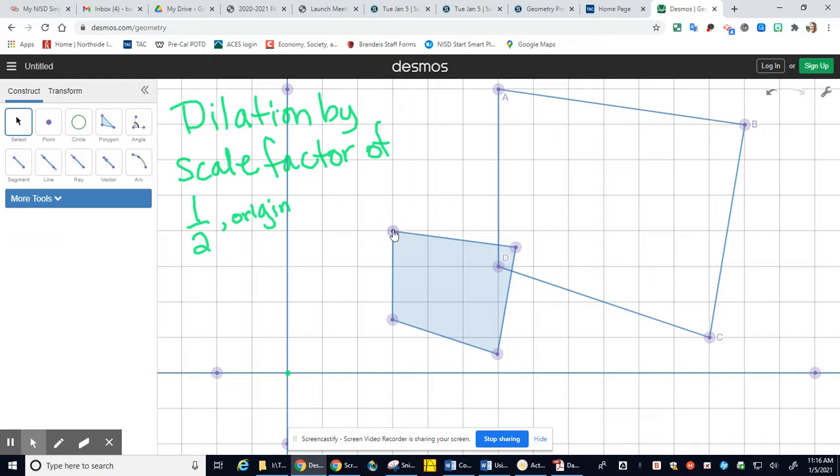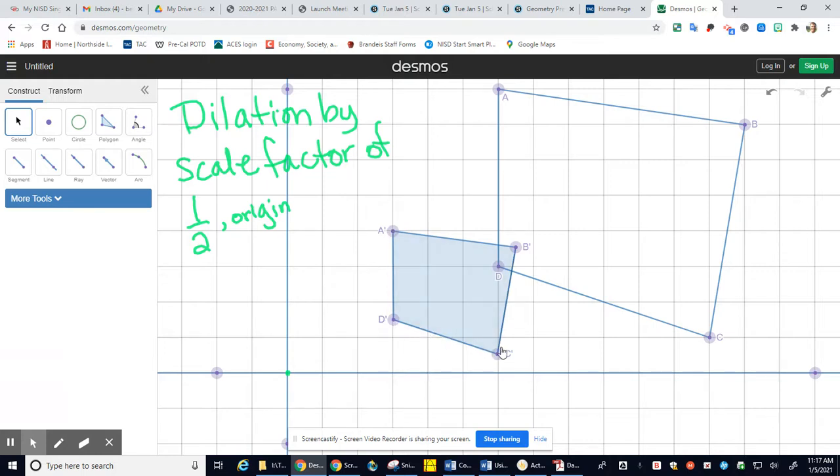Now we have to label these points. Let's see if it will let me label them. There it is. This one came from A, so it's A prime. This point came from B, so this is B prime. This point down here came from point C, so it is the dilation of C, C prime. And this one is point D, if I can ever select it. Come on. And it becomes D prime.